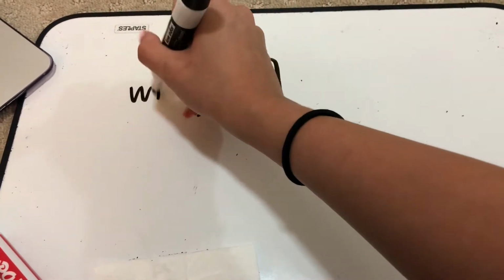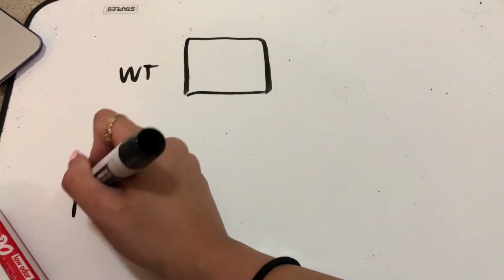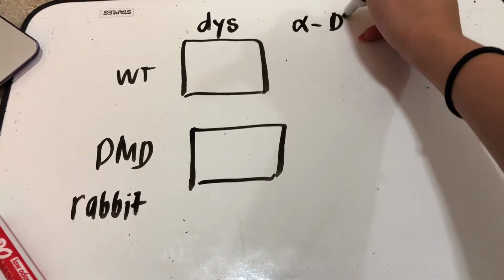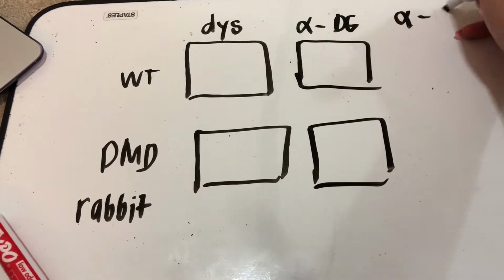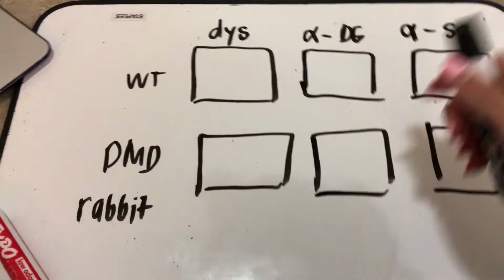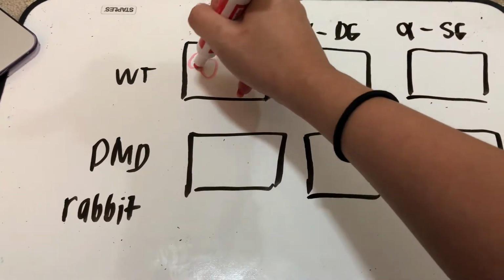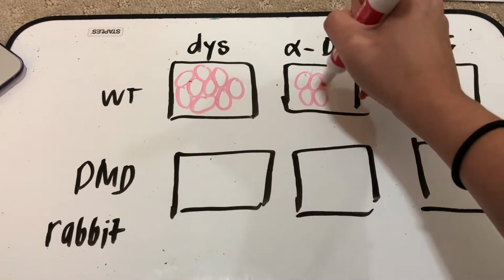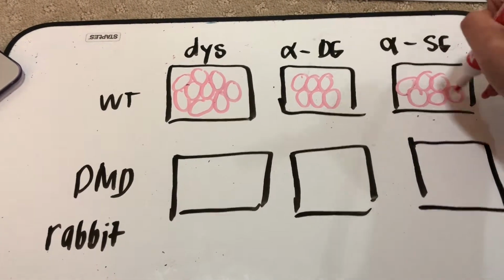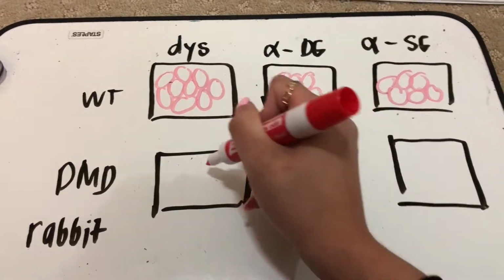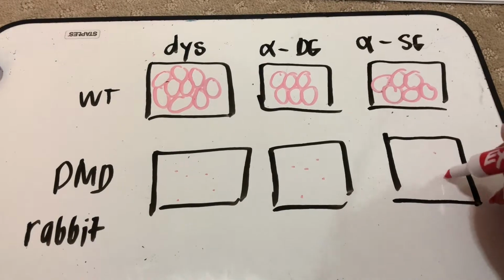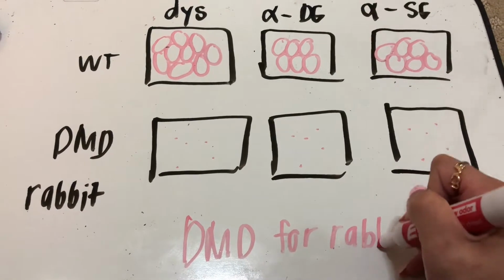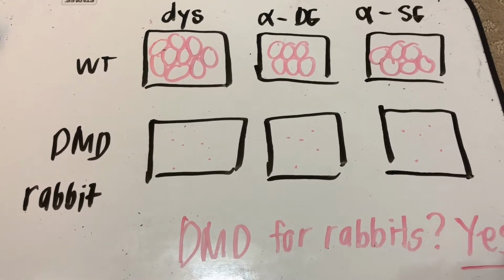For the immunofluorescence test, they compared a wild-type rabbit to a DMD rabbit. They tested for the presence of dystrophin as well as alpha-dystroglycan and alpha-sarcoglycan in the muscle. As you can see, the wild-type rabbit showed fluorescence for dystrophin, alpha-dystroglycan, and alpha-sarcoglycan. The DMD rabbit, however, did not show fluorescence for these proteins. This indicates that the exon 51 mutation caused a non-production of the dystrophin gene, meaning there's DMD in the rabbits.